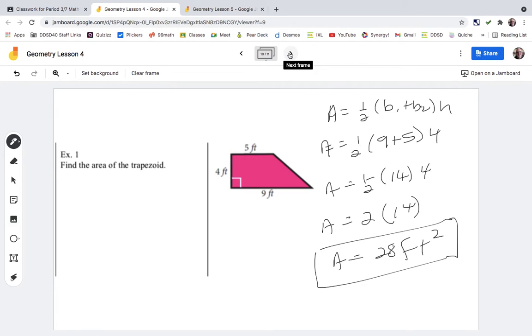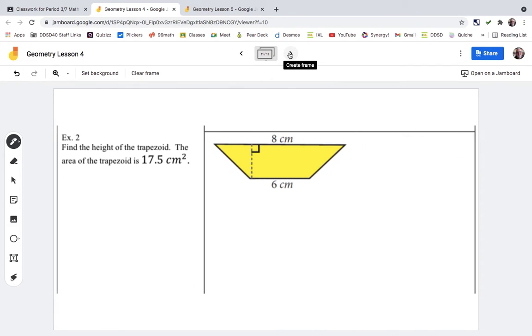And the last one on lesson 4 is find the height. So we have to work backwards if we're given the area. So 17.5 equals, in fact, I think I'm going to move it over here. 17.5 is the area. And that is equal to 1/2 of 8 plus 6 times the height. So we don't know what that height is. We're trying to find out what the height is.